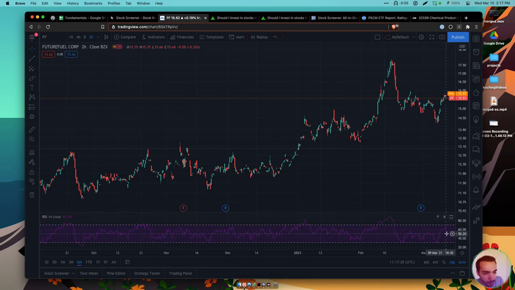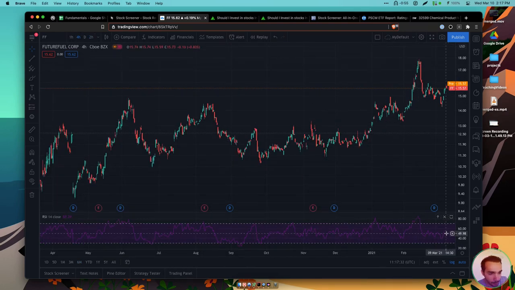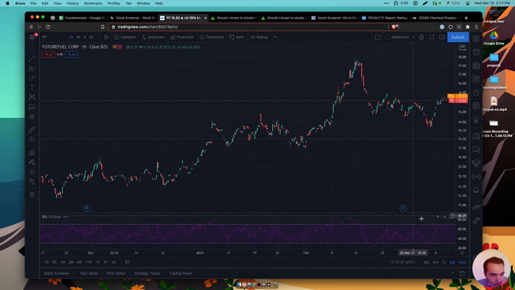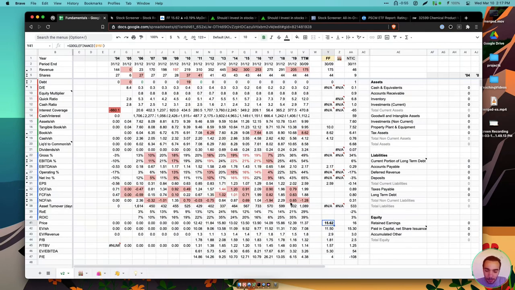Yeah, RSI is kind of high. RSI on the 2-hour, even the 4-hour, it's kind of high. I like to buy when people are selling, not when everybody else is buying. It's okay. So this would probably be a good buy at around 15. Yeah, I'd say 15 would probably be a good price to buy this at. So I'm just going to add a stock alert. This looks nice. I like this company.